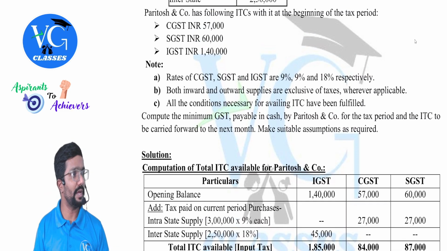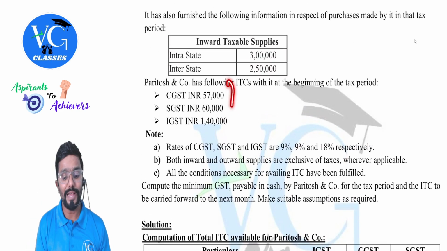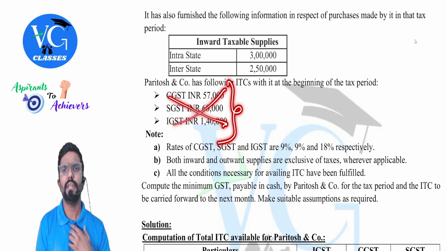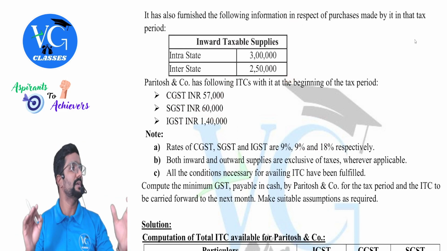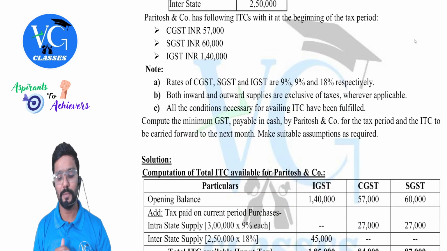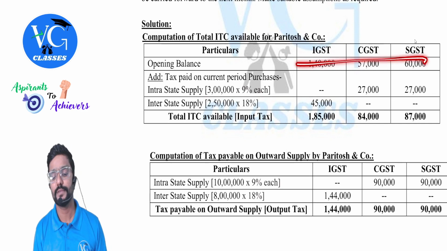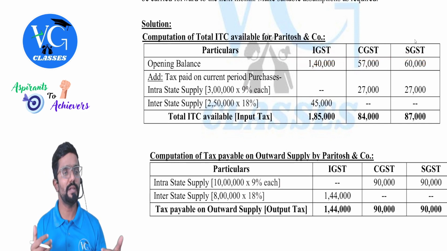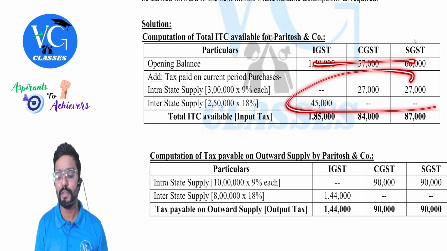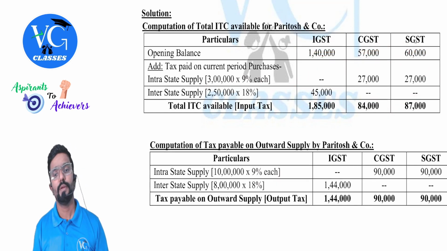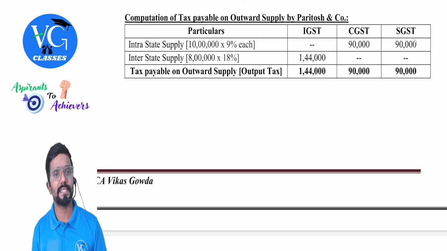Then one more thing. Sir, what if opening balance is not given in the question? Then ignore that. Straight away take only input tax on current period inward supply. That means this part will not come, guys. It was given now in this question, so we have taken it. If not given, then focus only on this part. Okay, sir, what about output tax?